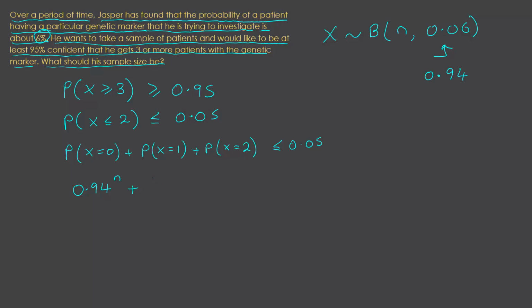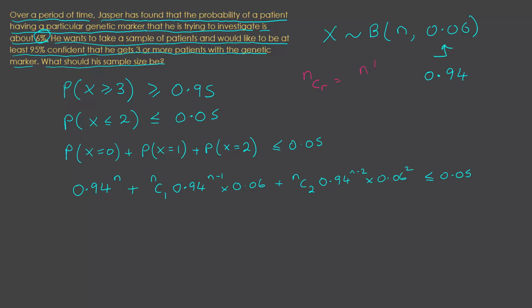For X to be 1, we'll have nC1 times 0.94 to the n minus 1 times 0.06. And for X equals 2, we'll have nC2 times 0.94 to the n minus 2 times 0.06 squared. And we need that to be less than or equal to 0.05.